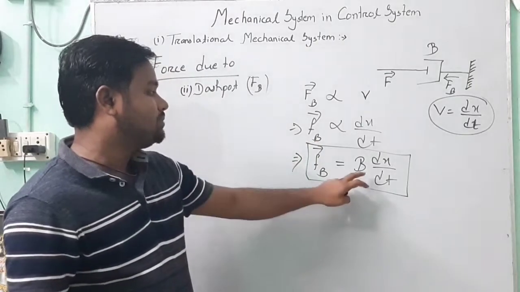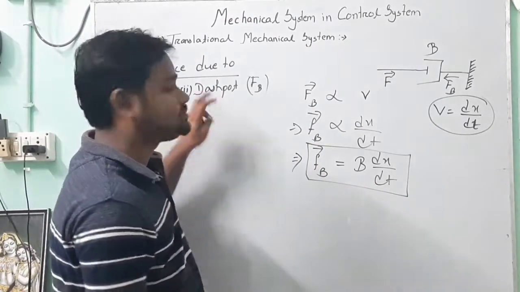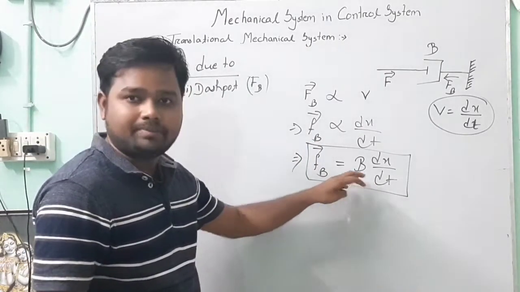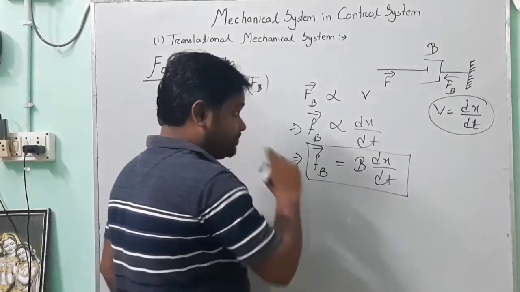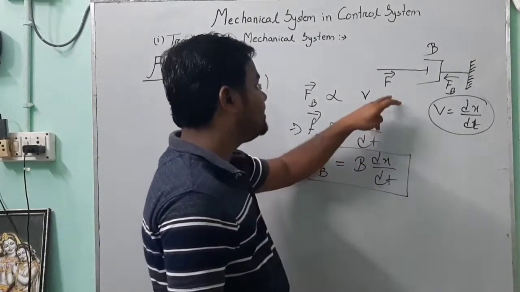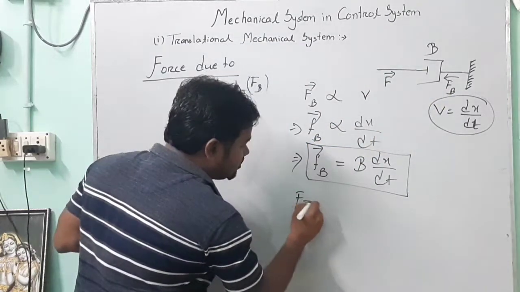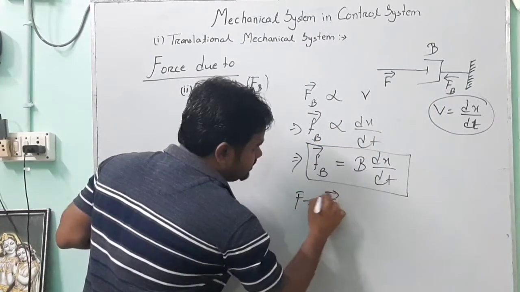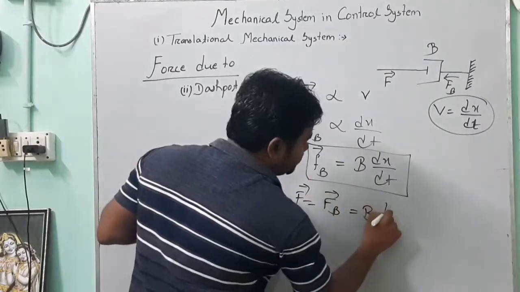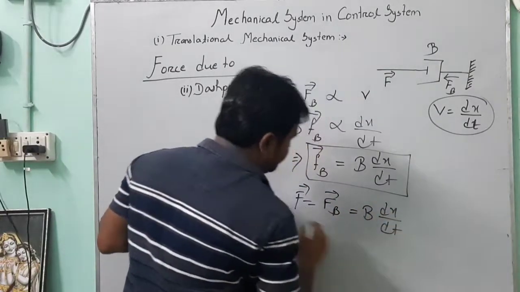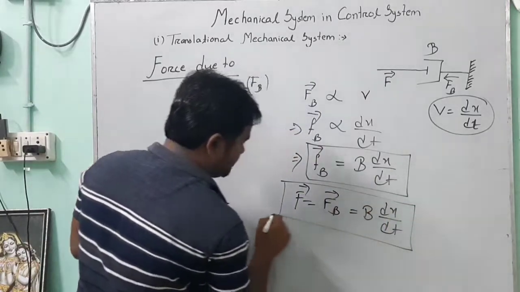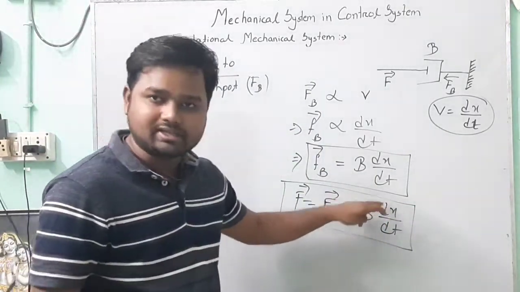Here b is the proportionality constant, or the dashpot constant, which depends upon the frictional factor. We also know that the applied force F is equal to Fb. That means F is equal to Fb is equal to b into dx by dt.